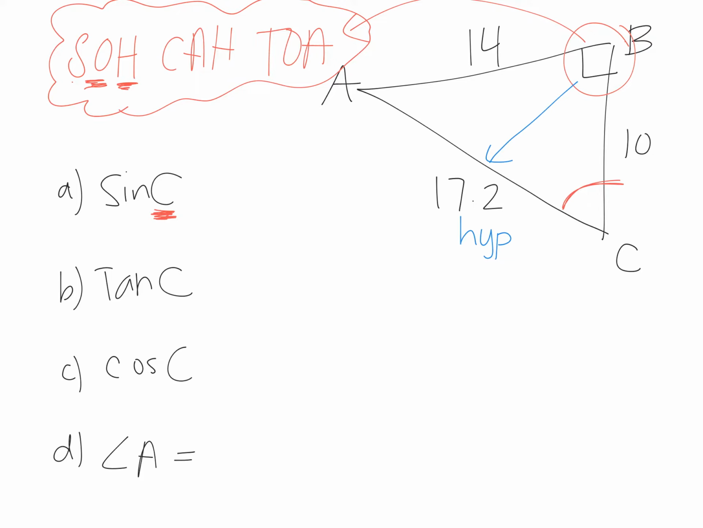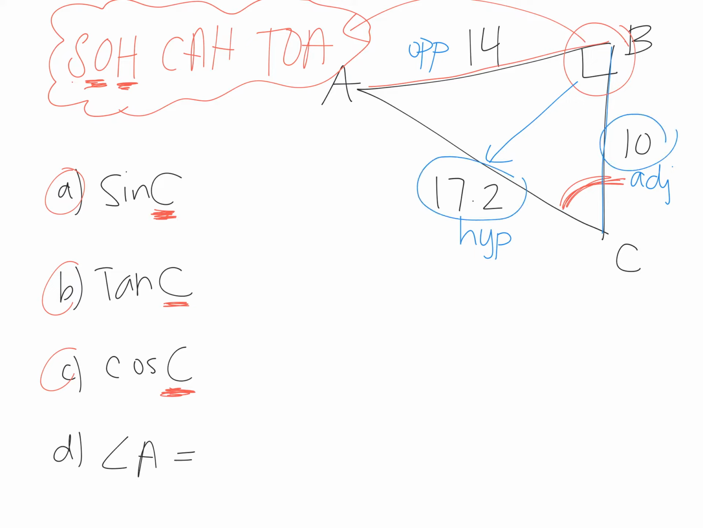Now in relation to angle C, we're going to do A, B, and C first because all of them refer to angle C. Let's label the sides. Is AB opposite or adjacent to angle C? Opposite, good. And is BC adjacent or opposite or hypotenuse? Adjacent. So we know that the adjacent side is 10 units, the hypotenuse is 17.2 units, and the opposite side is 14 units. Now, all you have to do is write the ratio.